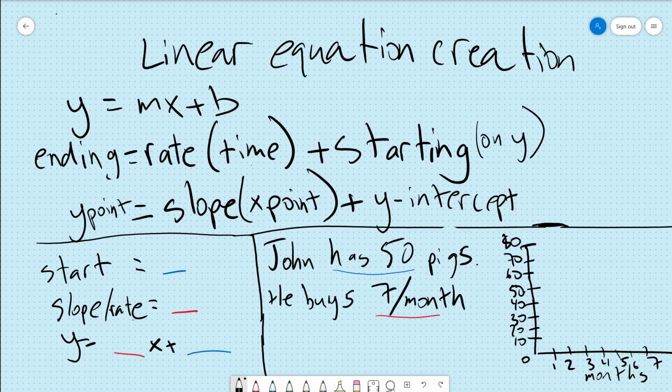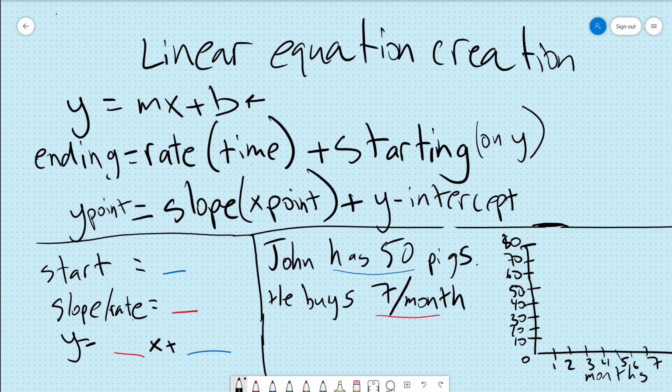Hello, I'm back, and I'm going to do a quickie on how to create a linear equation with a word problem. So this is what we're doing today. If you look at what we've gotten out here, this is the way math people write a linear equation, y equals mx plus b.